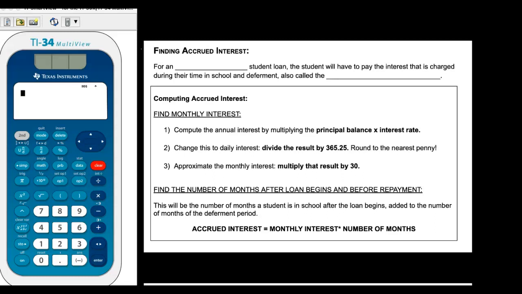Hi, so let's talk about accrued interest. For an unsubsidized loan, the student is going to have to pay the interest that is charged during their time in school and deferment period. Remember, deferment period is a lot of times 6 months, but it's a period of time after they're done with school that they still don't have to make payments on their loan. And this is called accrued interest.